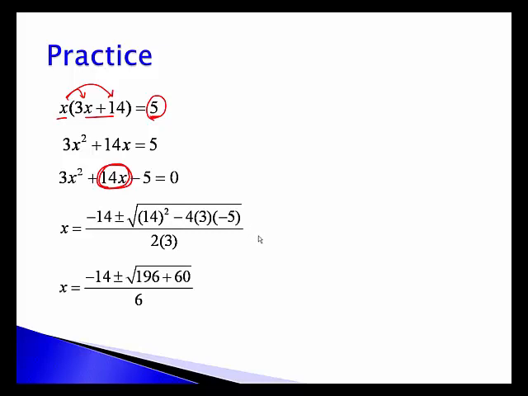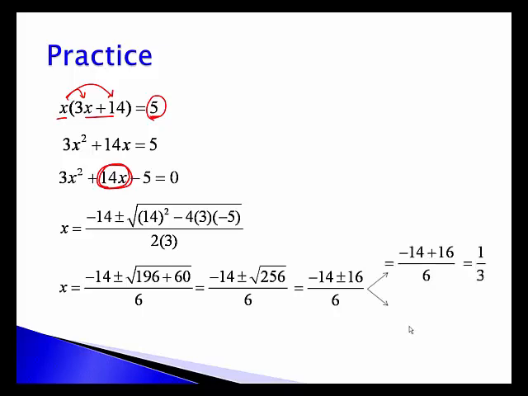When I start simplifying, I end up with negative 14 plus or minus the square root of 196 plus 60, divided by 6. Negative 14 plus or minus the square root of 256 divided by 6. Negative 14 plus or minus 16 divided by 6. Once again, you have your two pieces. Negative 14 plus 16 over 6, which will reduce to 1/3, and negative 14 minus 16 over 6, which will simplify to a negative 5. Because this number is positive, I once again am expecting to get two answers, and there they are.